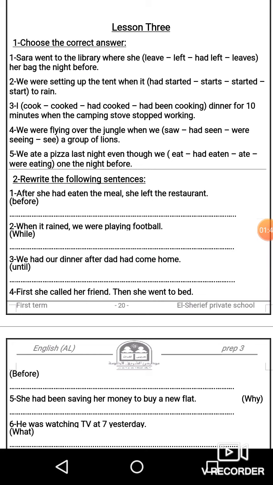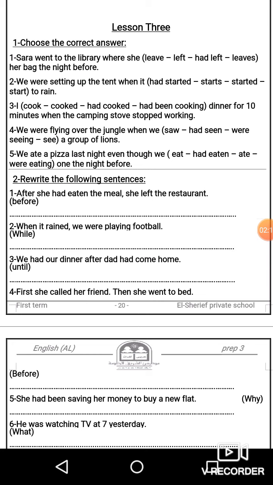Let's see number 2. Rewrite the following sentences. After she had eaten the meal, she left the restaurant. Use before, and before in the middle of the sentence. So, she had eaten the meal before she left the restaurant.